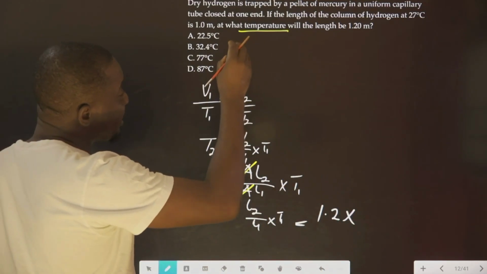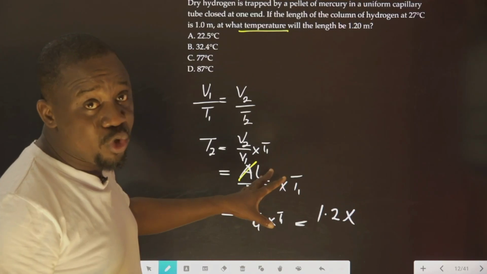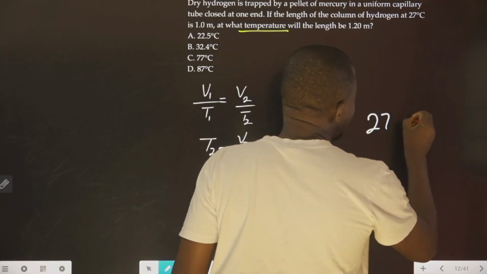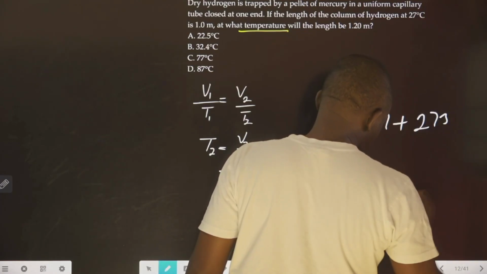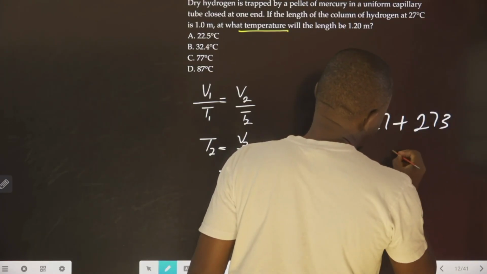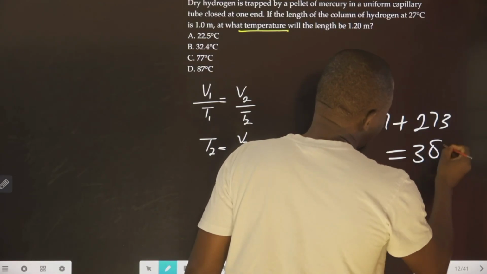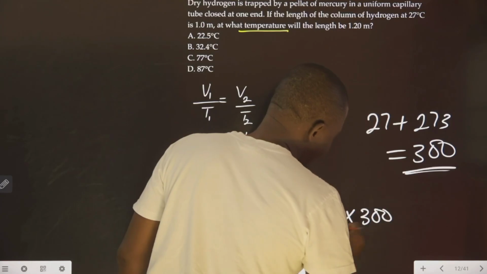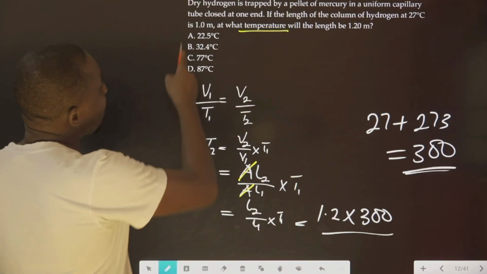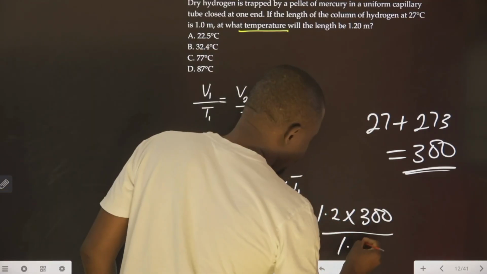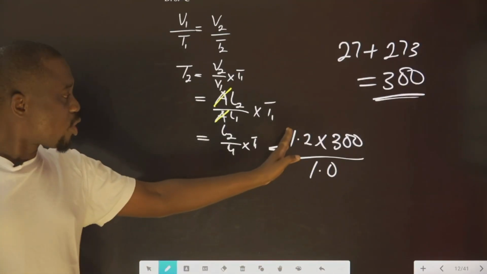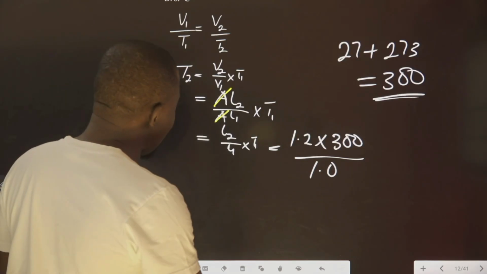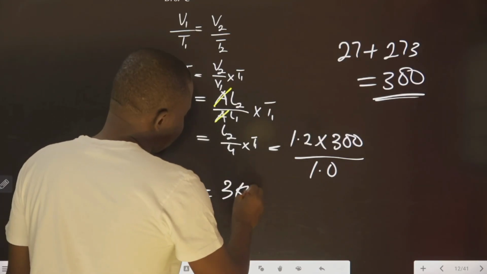T1 is 27 degrees Celsius. But we cannot use Celsius here. We use Kelvin. That means we have to convert this now to Kelvin by adding 273 to it. So this one we convert it to what? Kelvin. This will give us 300. Okay? So therefore this one will be 300 in Kelvin all over L1. L1 is 1.0. Okay? So just multiply this by this. If you multiply 1.2 by 300, what are you going to get? You're going to have 360 Kelvin.